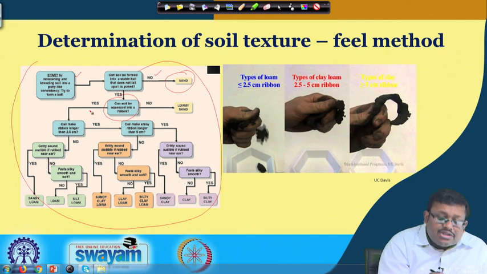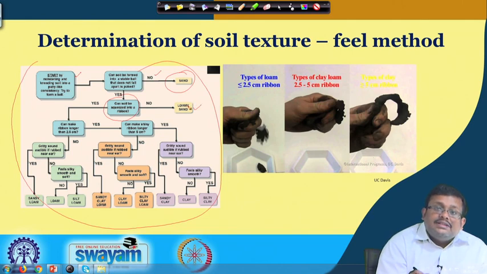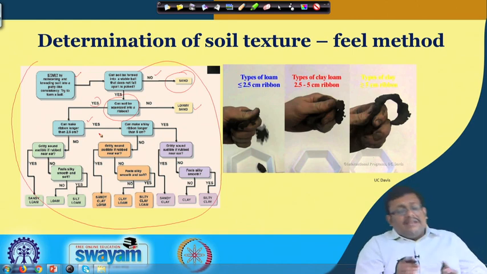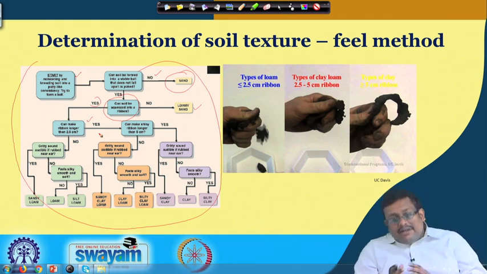The next question is: can the soil be squeezed into a ribbon? If it is no, obviously it will be loamy sand, because due to the presence of sand, the plasticity of the soil is very, very low. If it is yes, then it goes to further decision making questions. So, based on this flow chart, you can differentiate different types of soil texture.